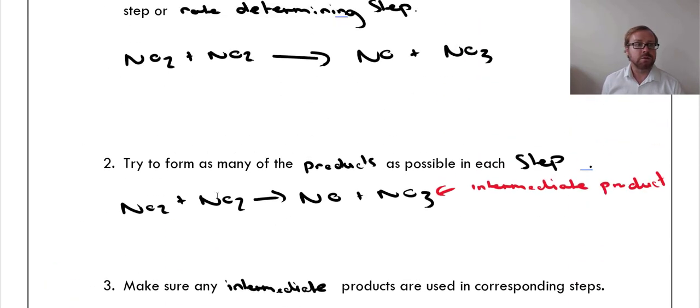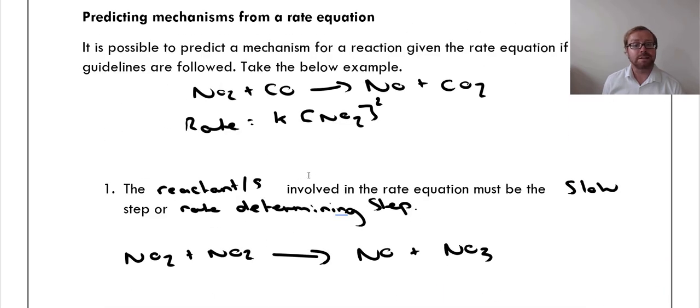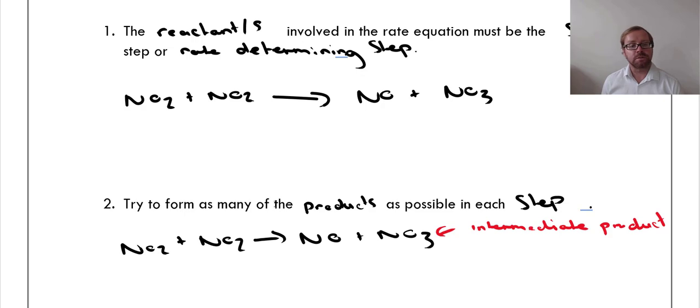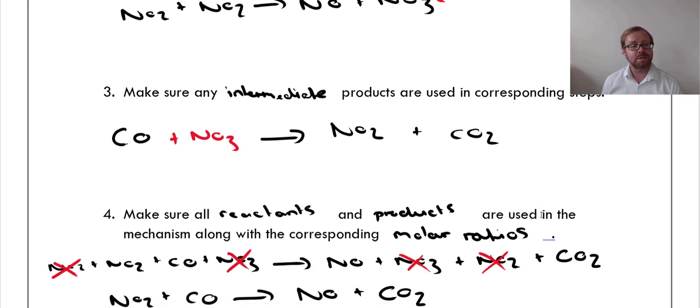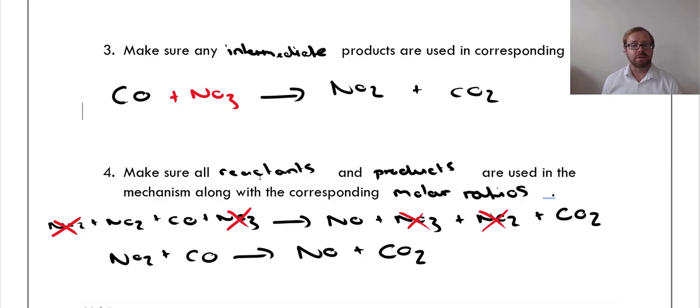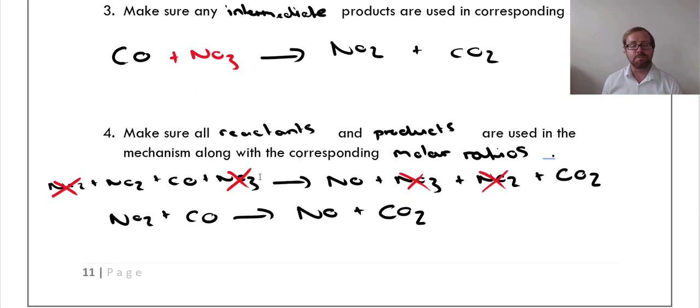All you need to do is make sure you remember these rules. So the first rule, the reactants involved in the rate equation must be the slow step or rate determining step. Usually that step is the first step, especially at A level. Okay, so we'll just stick with it as the first step. Our second rule, try to form as many of the products as possible in each step. Third rule, make sure any intermediate products are used in corresponding steps. And then make sure all reactants and products are used in this mechanism along with the corresponding molar ratios. Add up all your reactants, add up all your products, get the overall equation. Make sure the molar ratios add up.